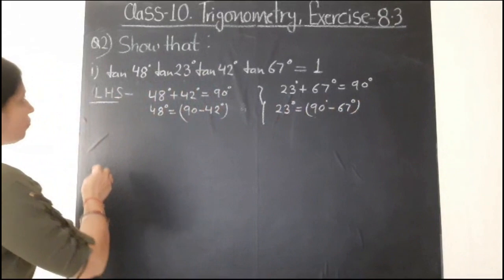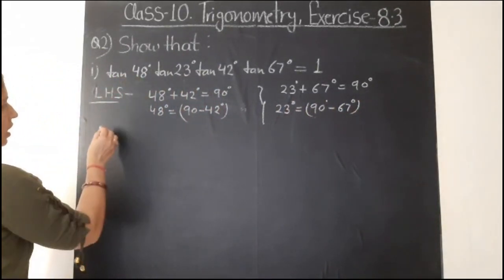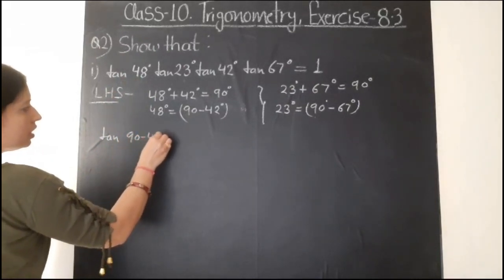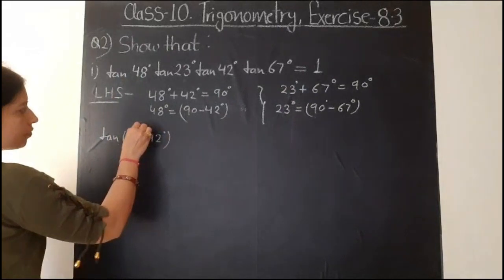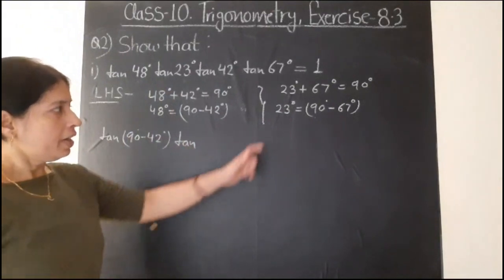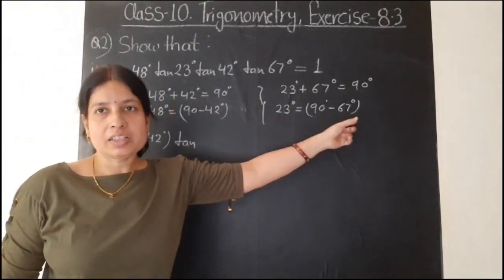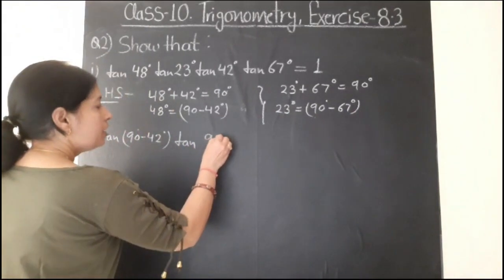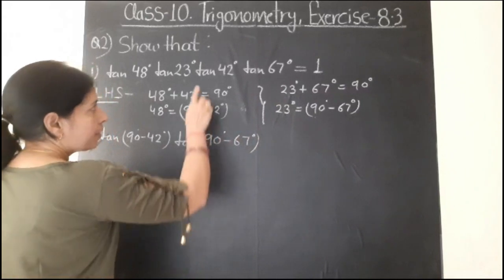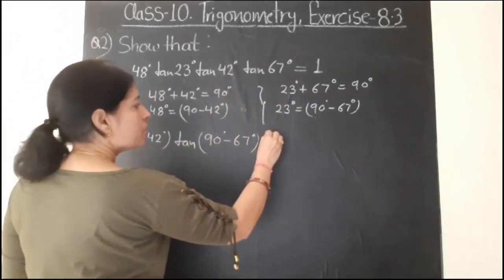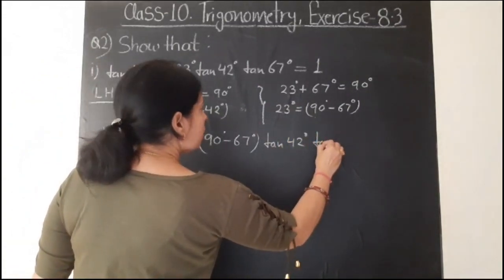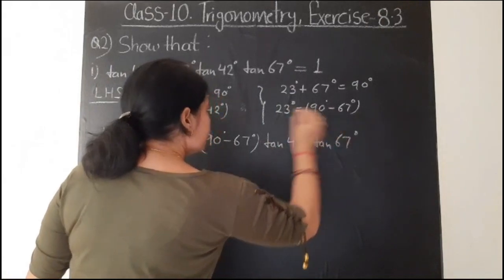So put this value. So here in place of 48 write tan 90 minus 42 degree into tan, in place of 23 we can write 90 minus 67. So write 90 minus 67 degree and write this one as it is, because 42 degree here and here tan 67 degree, write as it is.